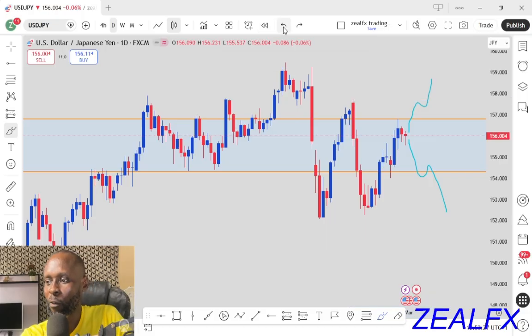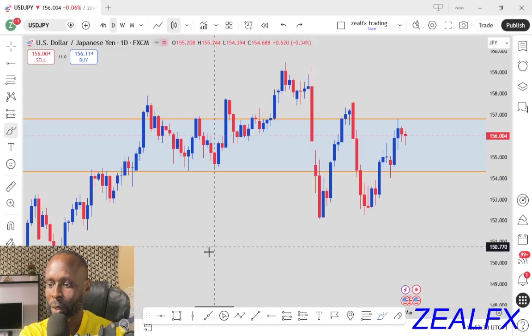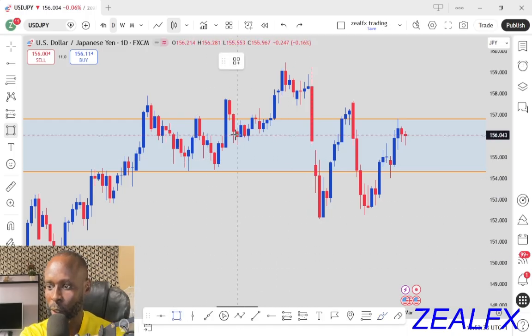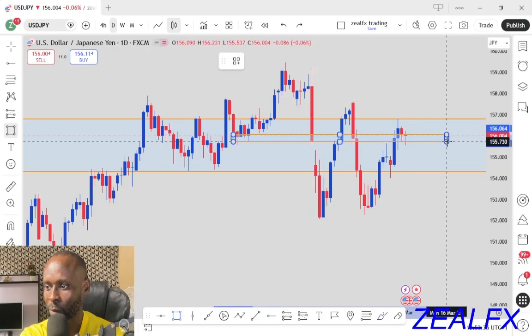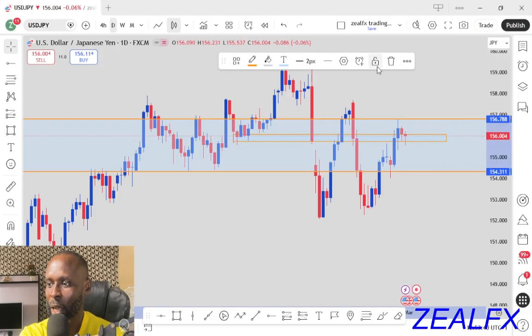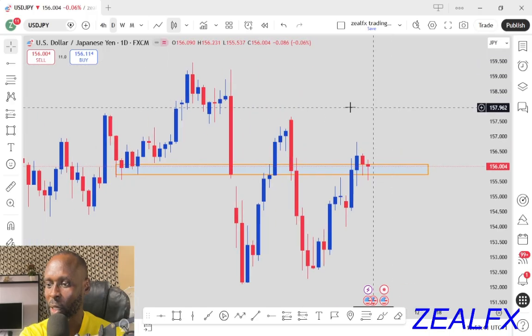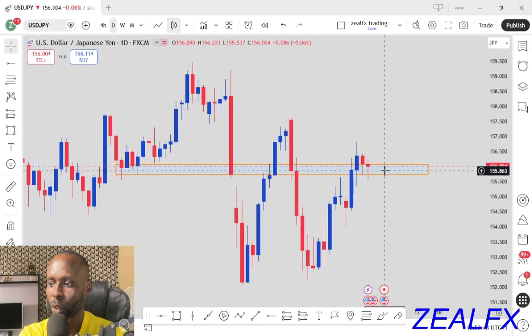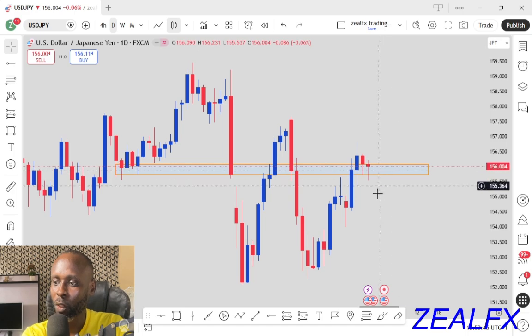So our scenario for the daily chart on the USDJPY, you can see that price still remains on this support level on the USDJPY. We have price on this support level, which is a no-go area for us to sell from. If you are selling from that support level, that means you are risking your hard-earned money. So it's not advisable to sell from that particular support level.